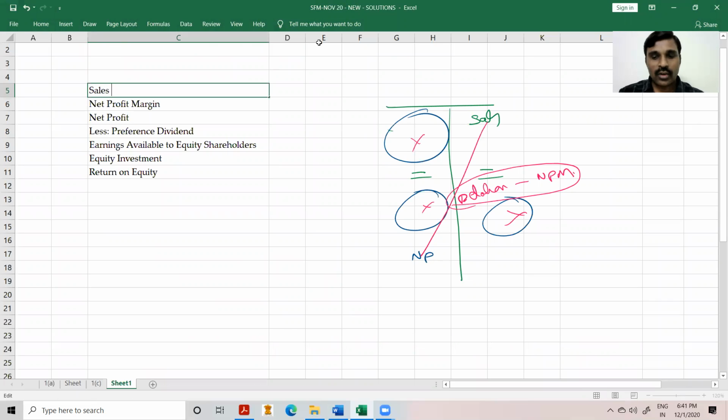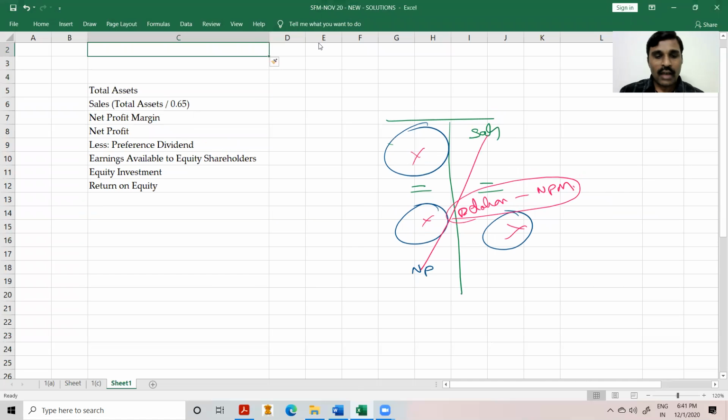So sales is equal to total assets divided by 0.65. So I'll get total assets. Okay? How will I get the total assets?